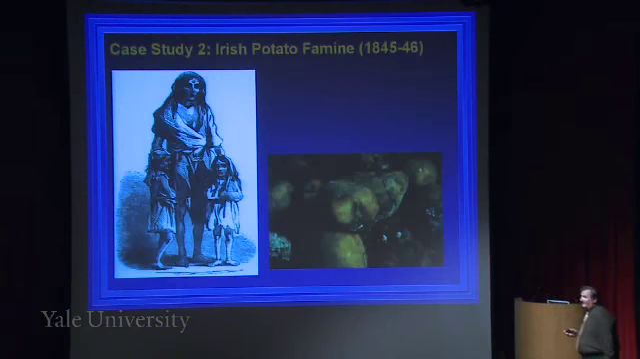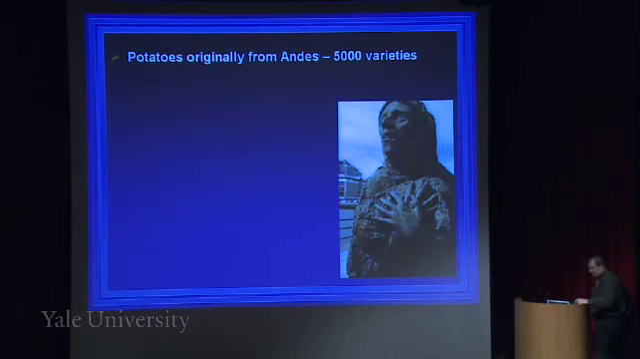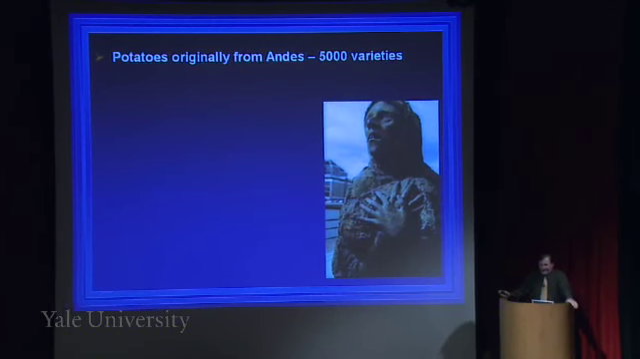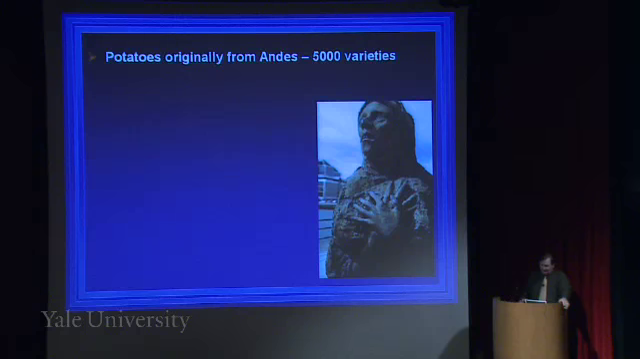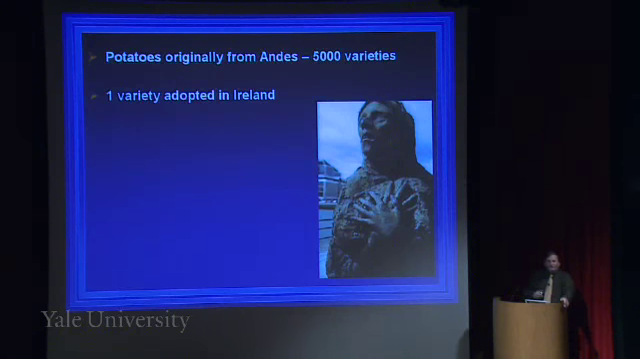Another great example of the problem with shrinking biodiversity was the Irish potato famine that happened in the 1840s. Very famous case study that you've probably heard about. So there are many, many varieties of potatoes around the world. They came originally from the Andes, and there have been more than 5,000 varieties identified. But only one was adopted in Ireland.